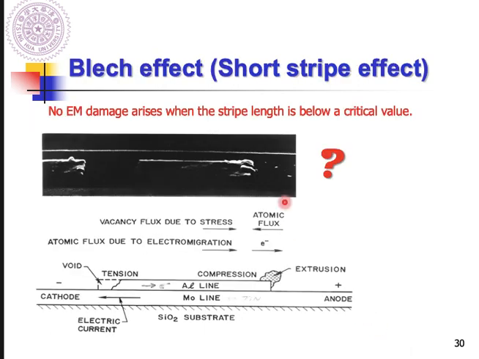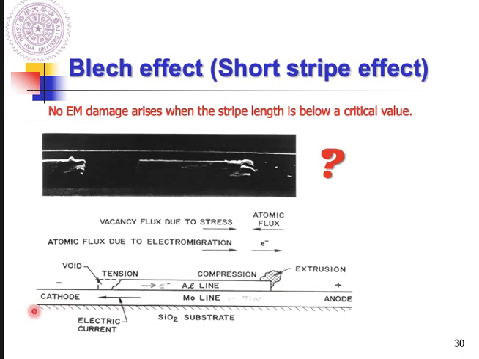Okay, so this is the whole story. First of all, let's talk about what the Blech effect is. Some people call it the short stripe effect. Based on the definition, there is no electron migration damage when the length of the conducting line or interconnect is below a critical value. When the line is below a certain value, you are not going to observe EM damage, which means the void formation and the extrusions. So let's take this as an example.